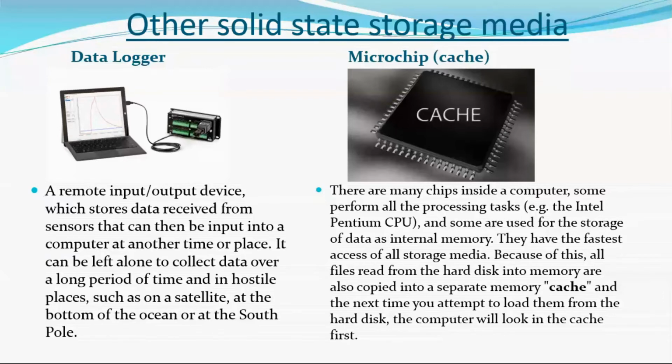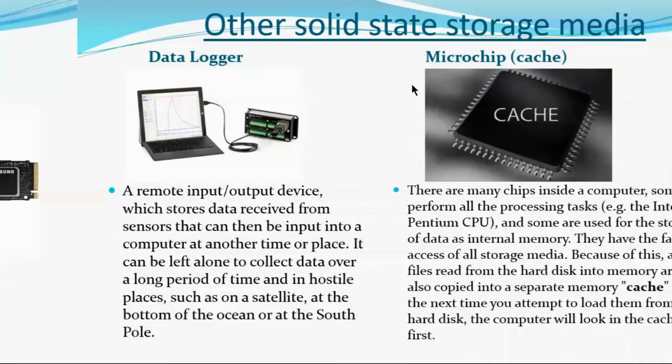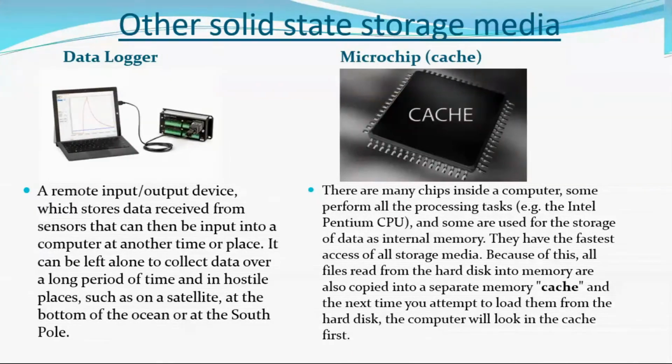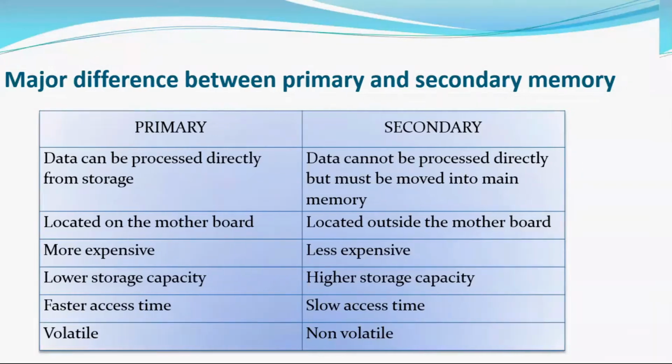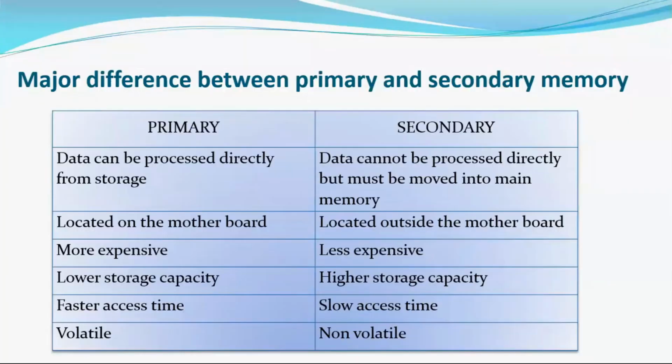Okay. All right. Now let's look at the differences between primary and secondary memory. This will mark the end of our lesson. So the difference between primary, we said data can be processed directly from storage. That is when we looked at the RAM, where the program has to be loaded for the primary. Now, I represented this in a tabular format in order for us to see the differences clearly.